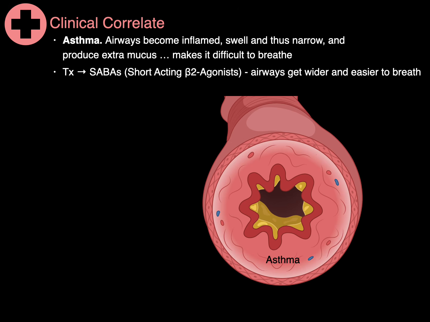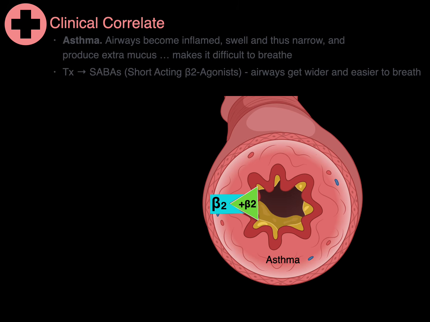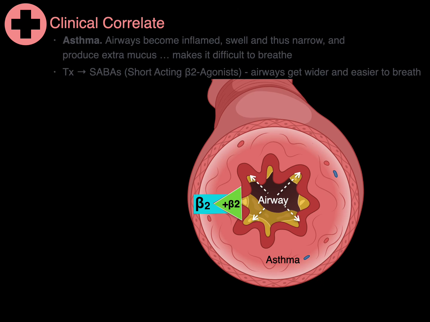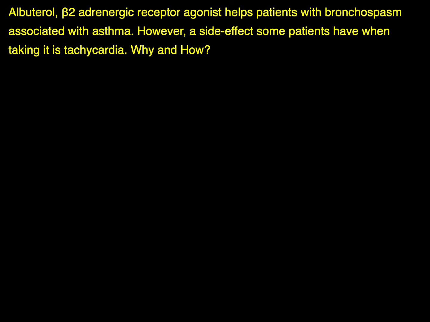So a treatment is a SABA, short-acting beta-2 agonist, and it helps the airways get wider and easier to breathe. So SABAs, like albuterol, is often used through like an inhaler, and so that beta-2 agonist, that's what the plus means, will then bind to the beta-2 and cause that dilation, like that. So stimulation by beta-2 agonists, a SABA, causes bronchodilation. Now, albuterol is a beta-2 adrenergic receptor agonist, and it helps patients with the bronchospasms associated with asthma. However, a side effect for some patients when taking it is tachycardia.